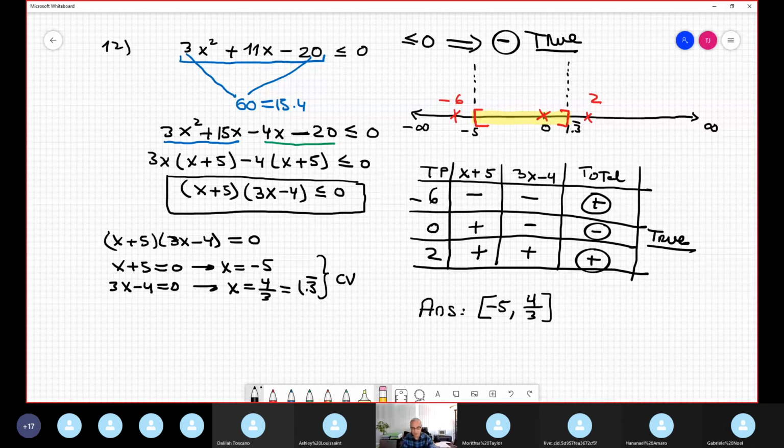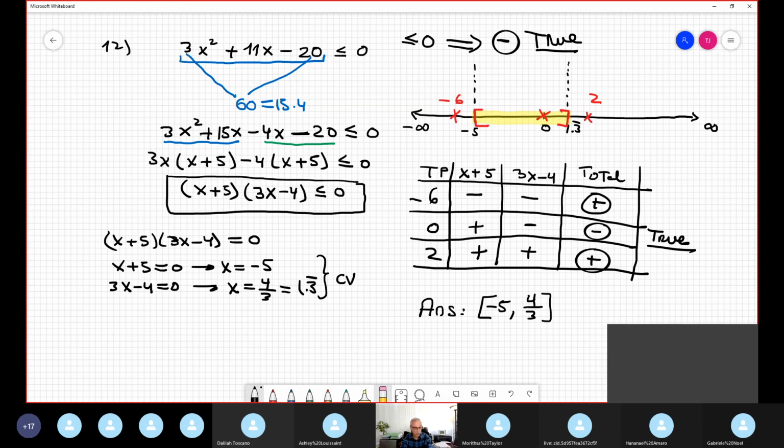Okay, I want to see the solution when you send me the answer. I want to see this work: algebra of the factorization, algebra of finding the critical value, graphic of the partition and the number line, table to evaluate the polynomial at the different testing points, and finally select the final answer. This is the way. I do not accept another way. Okay? Any question? Good.